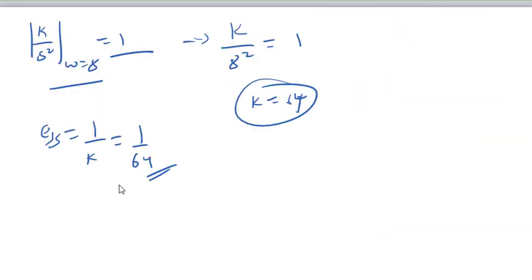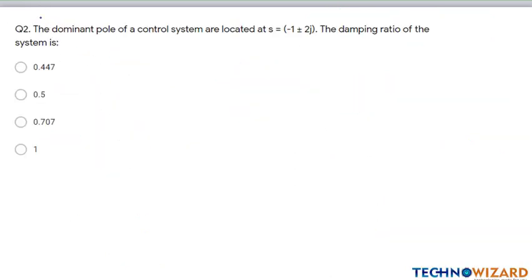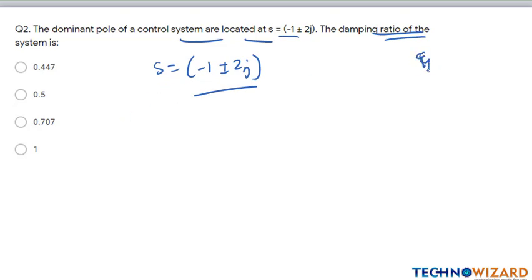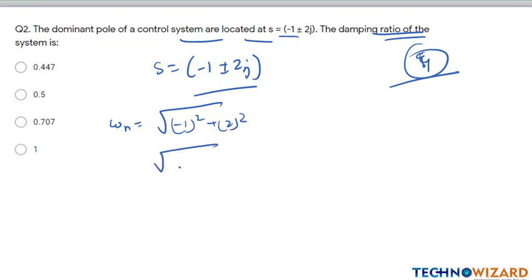Now next question, question number 2. The dominant poles of a control system are located at S equal to minus 1 plus minus 2j. We have to find the damping ratio, that is zeta. From here we can find omega n. Omega n is the square root of 1 square plus 2 square, that is equal to root 5.